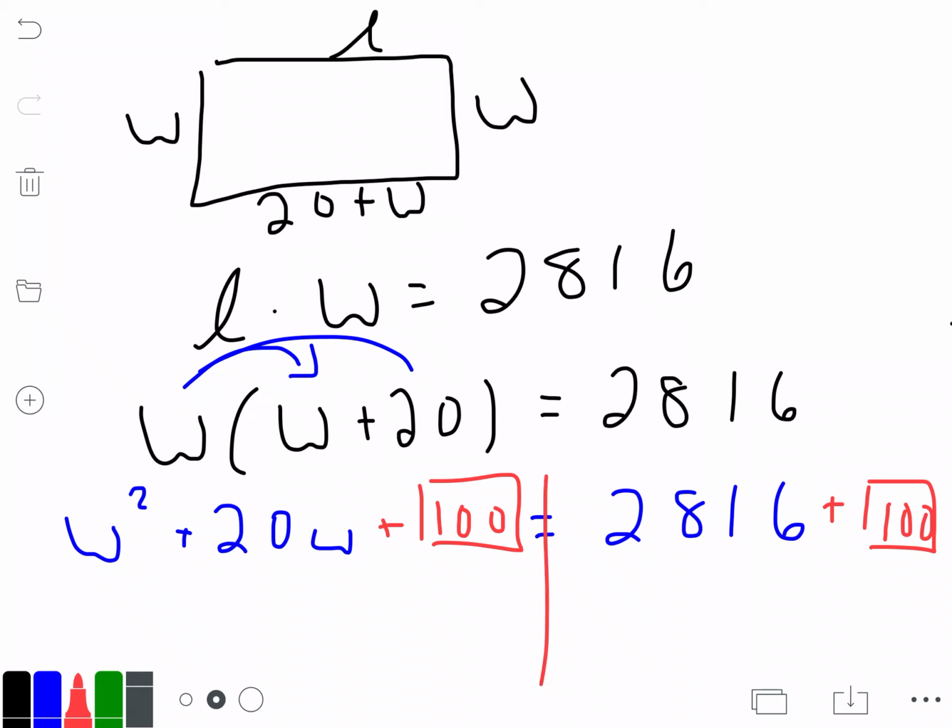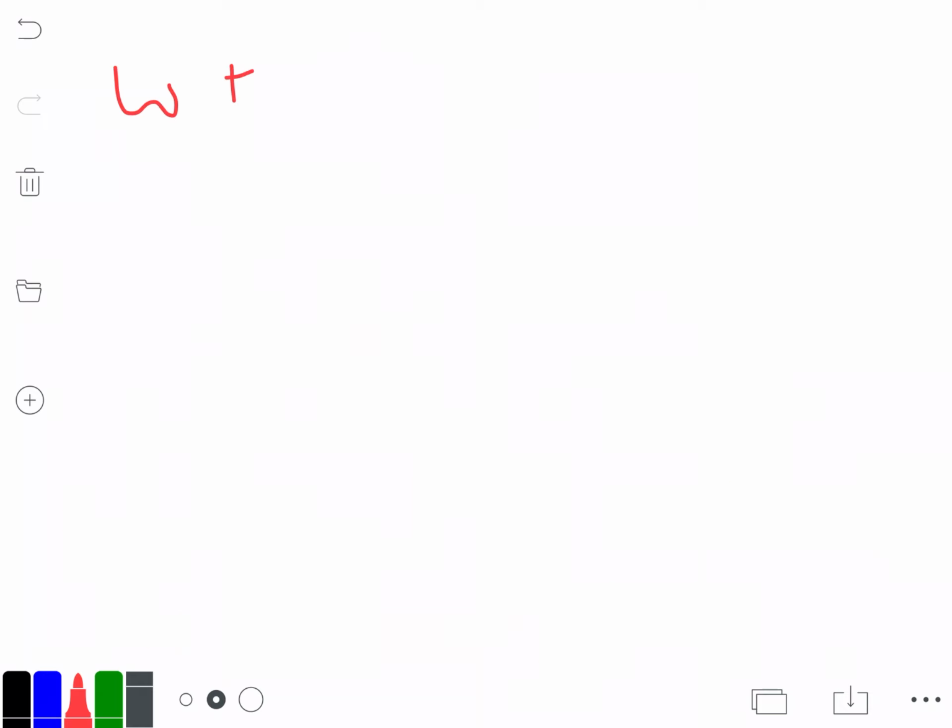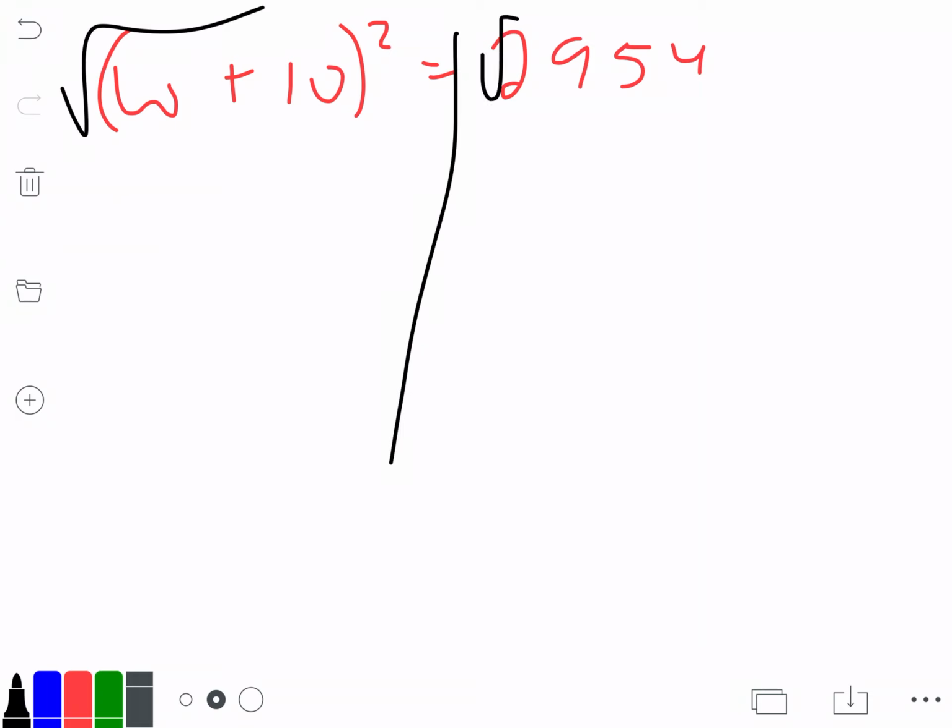So on the left, you see that that is a perfect square trinomial. So we're going to be left with (W + 10)² equals 2916. So taking the square root of 2916 is going to be 54. I'll have to go on to the next page. So (W + 10)², we have to take the square root of both sides. So we have W + 10 equals positive and negative 54.